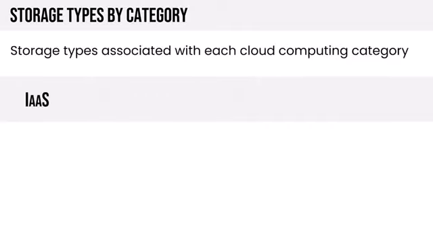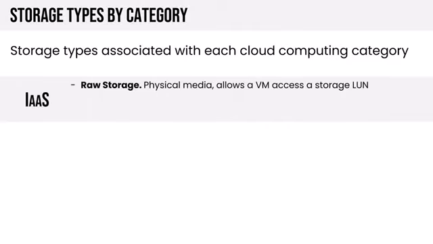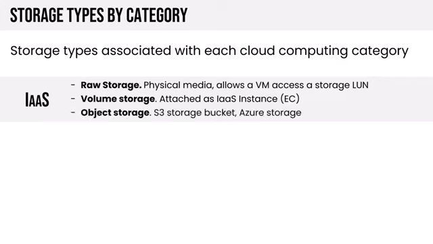So starting with the IaaS category, we have raw storage. That would be physical media. And in the private cloud world, that's what we'd use to map a VM to a storage LUN on a storage area network. Volume storage attached to an IaaS instance. So there we're talking about a lettered volume in the form of a virtual disk. And then object storage, that's your S3 storage bucket or Azure storage, where you commonly see blob storage.